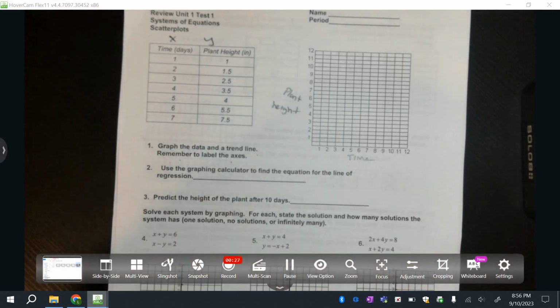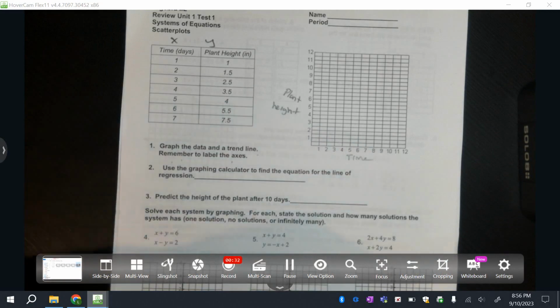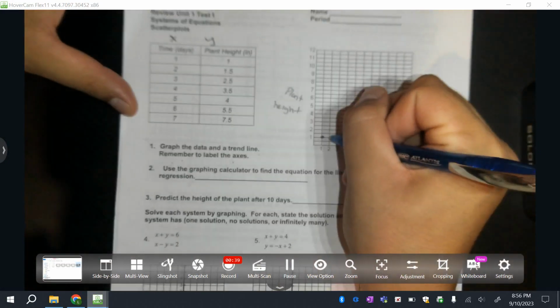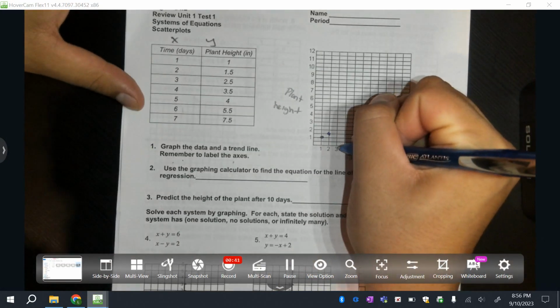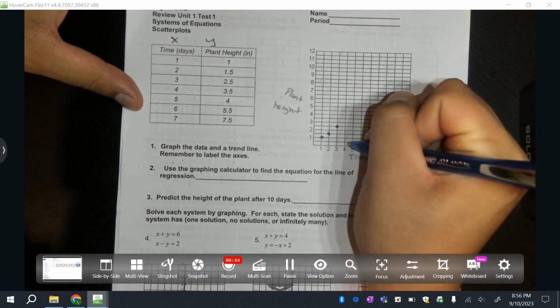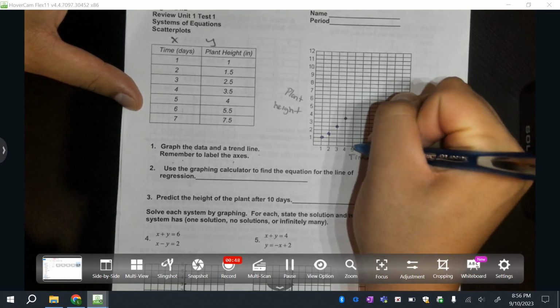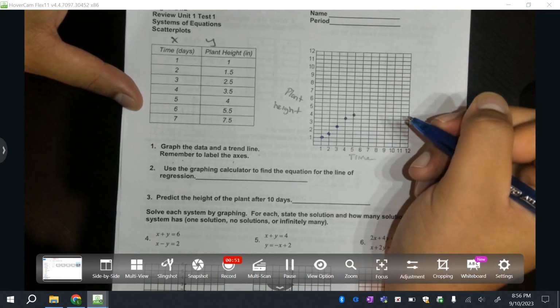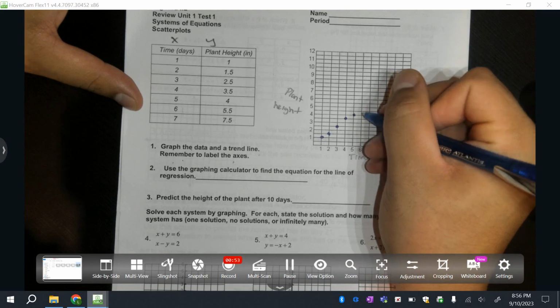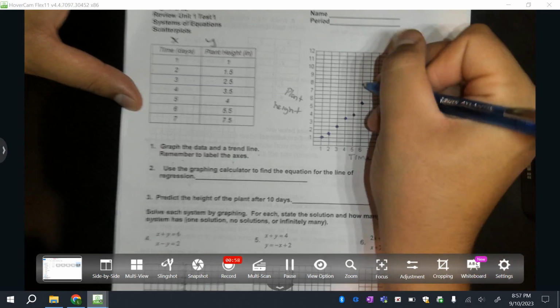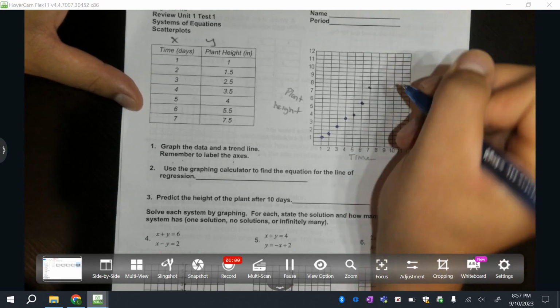Alright, so let's plot those points on the graph real quick. Alright, so we got 1, 1. We got 2, 1.5. We got 3, 2.5. 4, 3.5. 5, 4. And then we have 6, 5.5, and then 7, 7.5.